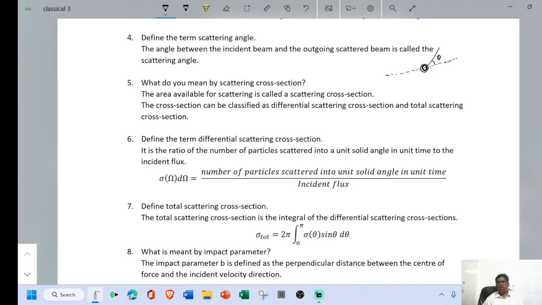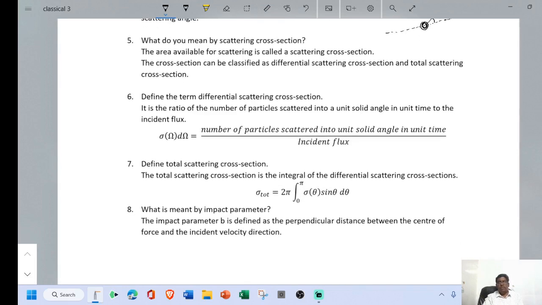Suppose a number of particles are coming in a beam and approaching a target. After the scattering, we are interested in the scattered particles. The number of particles scattered into unit solid angle in unit time divided by the total number of particles incident will give the information about the term differential scattering cross section.